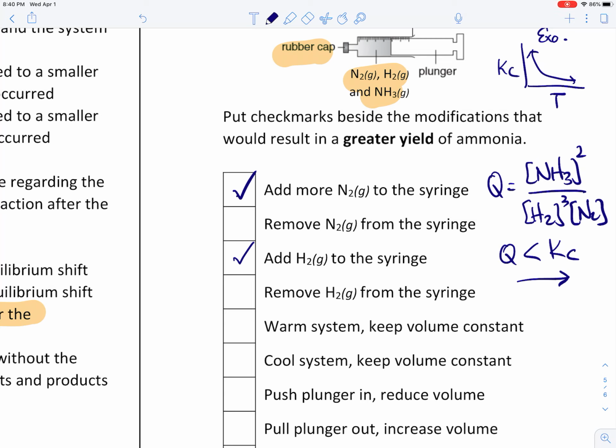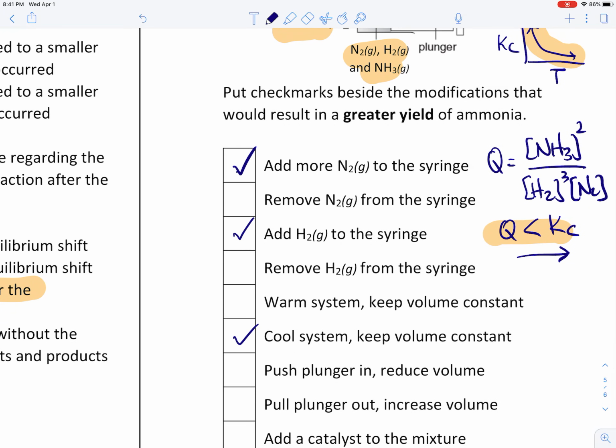Should we warm or cool the system? Well, we want Q to become less than Kc. So far we've been doing that by making Q get smaller, but if we change the temperature, here we're going to warm or cool it, temperature affects the value of Kc. Looking up at the graph above, we want Kc to be bigger than Q, so we want Kc to get bigger. We want Kc to increase. While in this graph, if you were to lower the temperature, the Kc gets bigger. So we want to cool the system, not heat it.